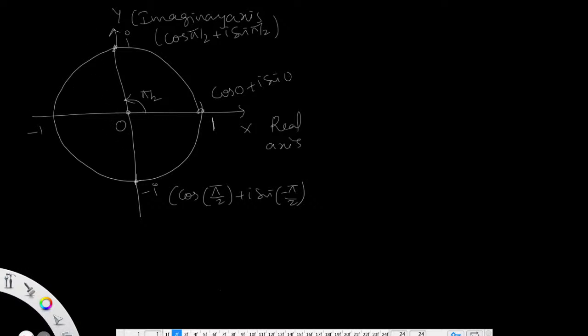And next one, minus 1, we can write as cos pi plus i sin pi. That makes an angle, the argument here is pi units, so pi radians. That is why this angle takes this value. So let the points be plotted as minus 1, minus i, and 1. I am drawing the graph just to join all these points.